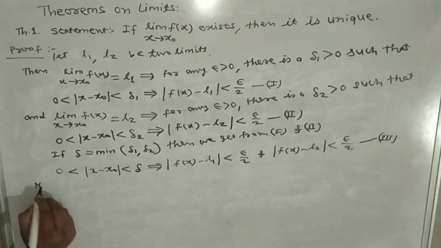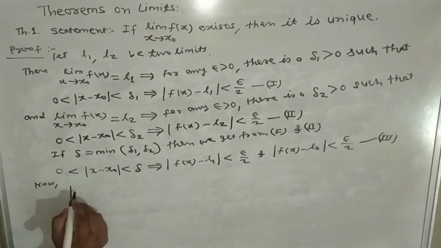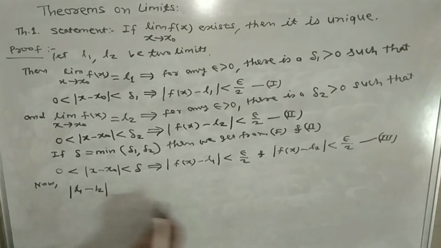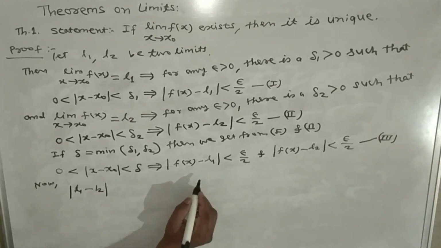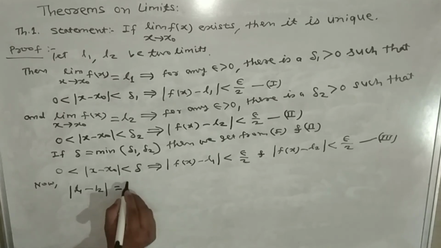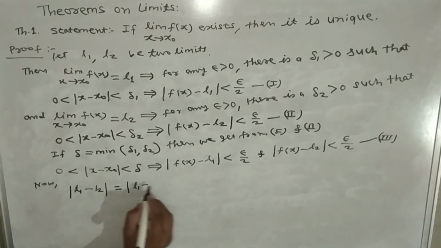Now what do we have? Mod L1 minus L2 is equal to mod L1 minus f of x.